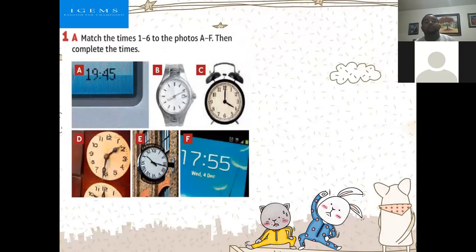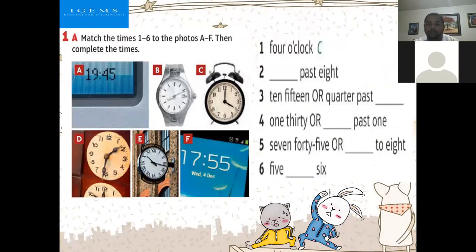Here we are going to match the time with picture number 1 to number 6 and pictures A to F, then we complete the time. Look at there. Okay, let's see this one. Number 2 is... Would you like to have some minutes to organize your ideas? Number 2 is 10, yes. Right? It's the letter B. So I will give you a minute to organize your ideas. It's going to be only 1 minute. Let's see how you do it. 3 is E. 4, okay.